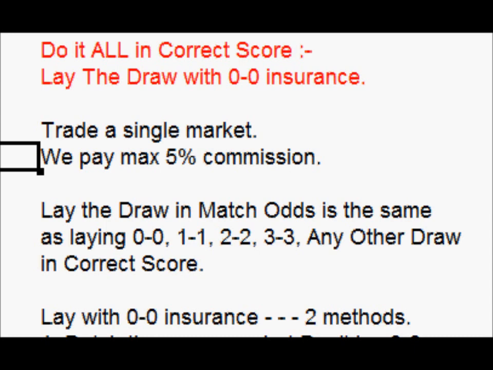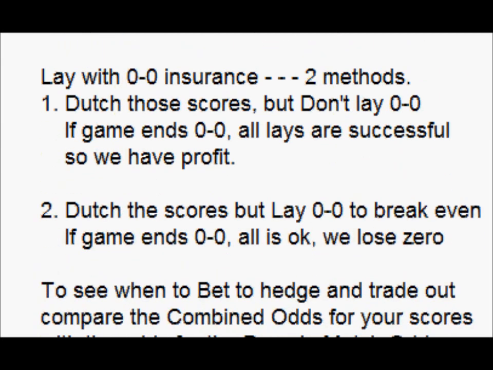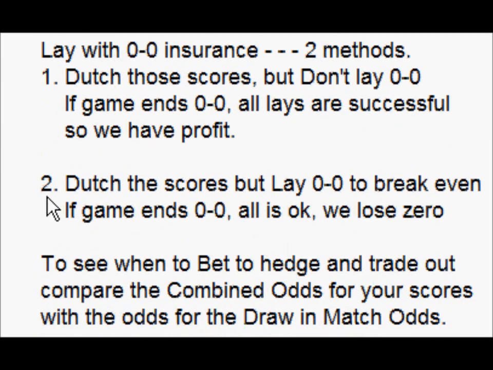Okay, now if you lay the draw in match odds, that's the same as laying the scores of 0-0, 1-1, 2-2, 3-3 and any other draw incorrect score. So to get around the commission problem, you could try and do everything incorrect score. Now I realise there will be problems with the size of your stakes that you're using incorrect score. If you're using trading software, you'll be okay for laying below the £2 minimum.